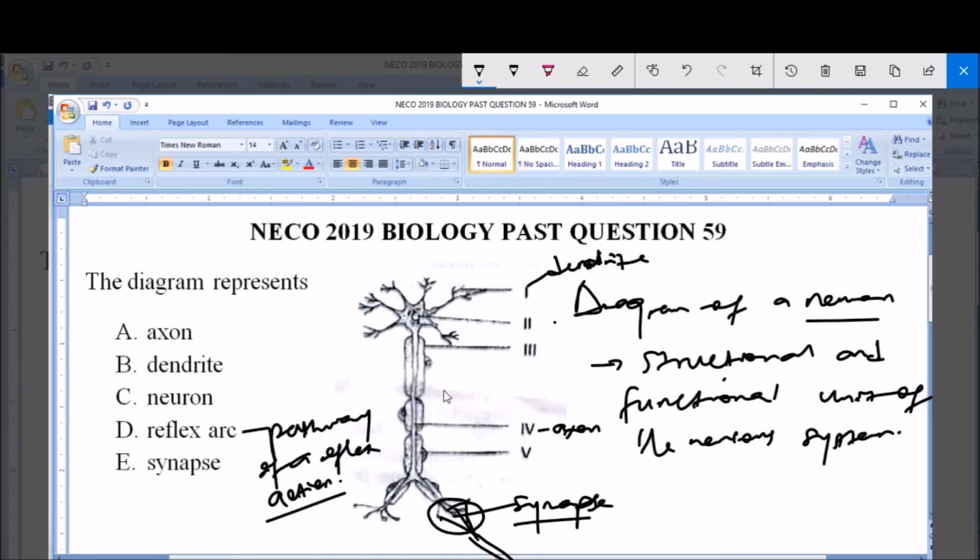But this diagram here is the diagram of the what? Neuron or the nerve cell, and that is option C.